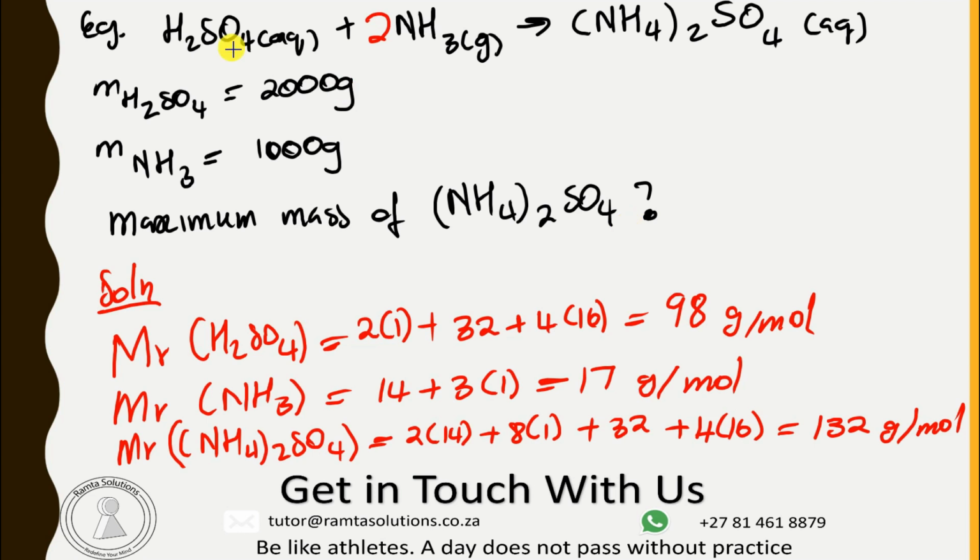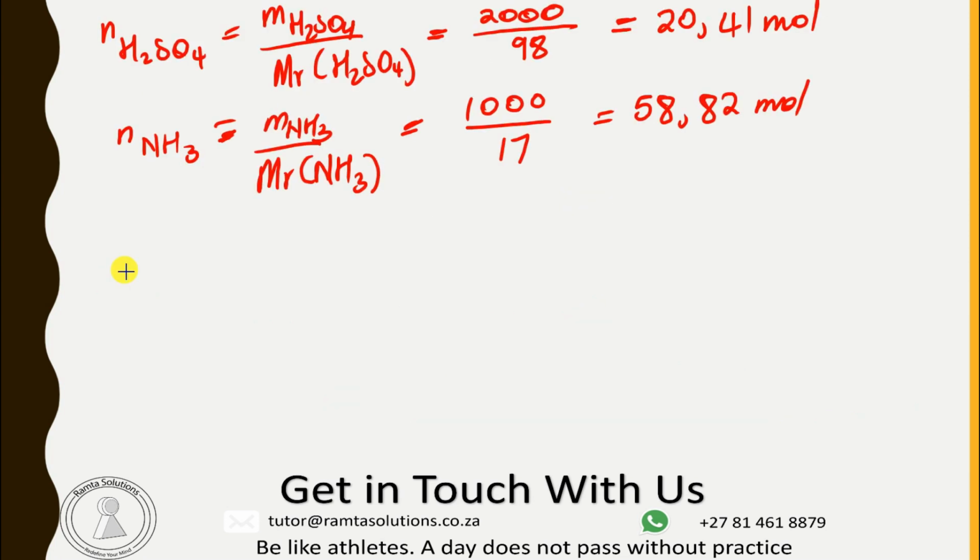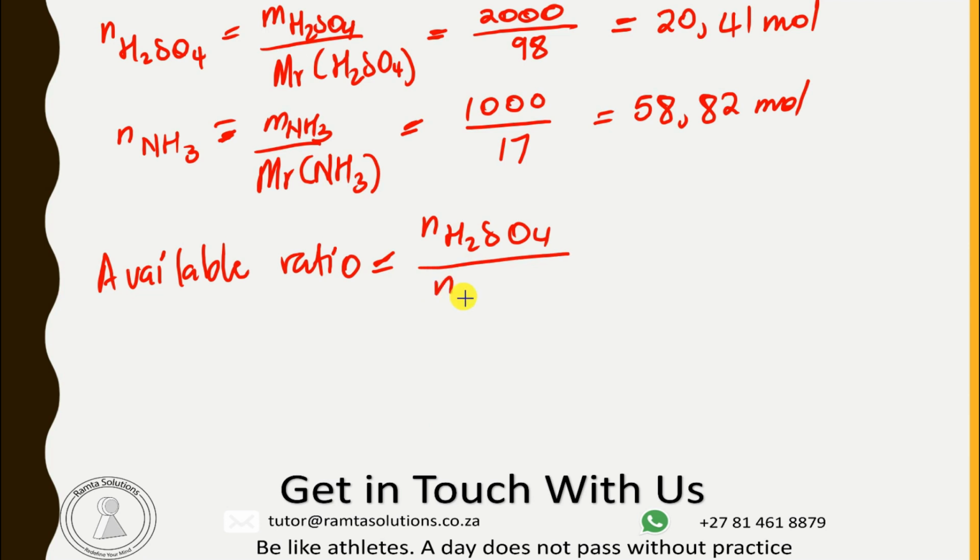As you can see, we are given two substances and their masses. So we need to know how they are fed into the system. So let's look at the available ratio. The available ratio is equal to the number of moles of sulfuric acid over the number of moles of ammonia.